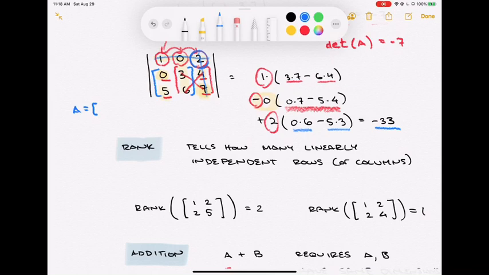I'm going to start by providing the first row. So I'm going to say 1, give a space, 0, give a space, give it 2. I'm going to put a semicolon. That just means go down to the next row. And then I'm going to go 0, 3, 4, semicolon, go down to the next row, right? 5, 6, 7. End with another square bracket.